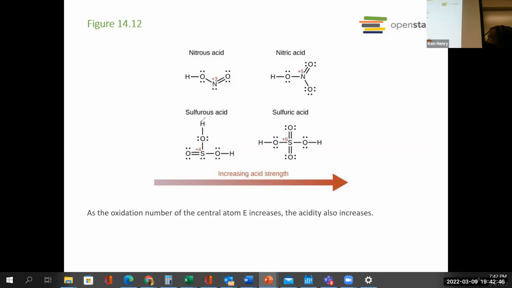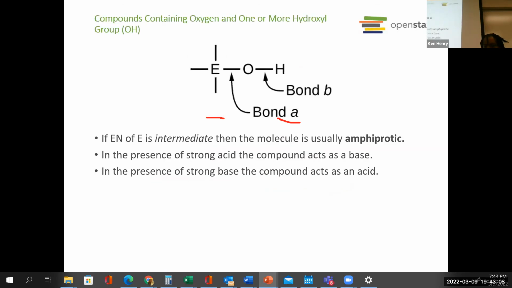Okay, so sulfurous acid, weak acid. Sulfuric acid, strong acid. And that's because you have these oxygens that are going to be acting more to cause this guy to be even less electronegative. Okay, questions, concerns?